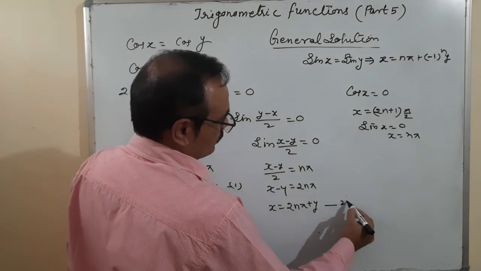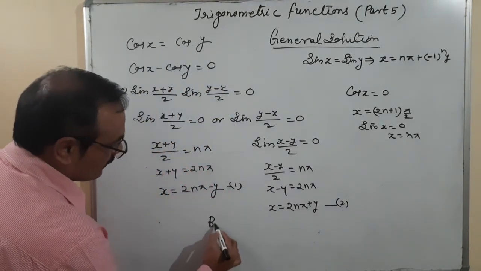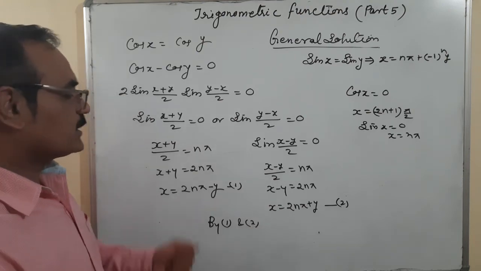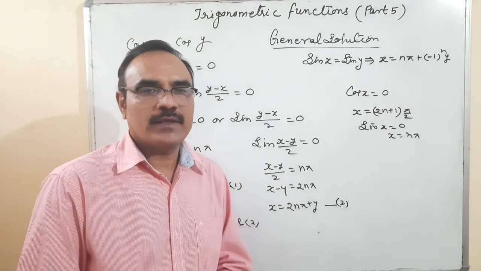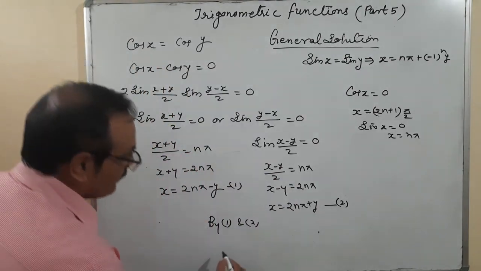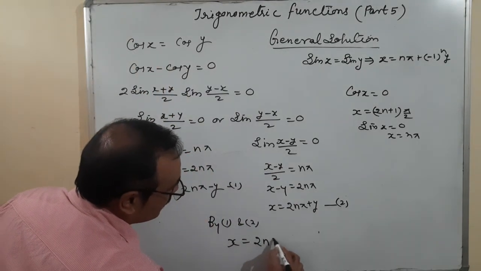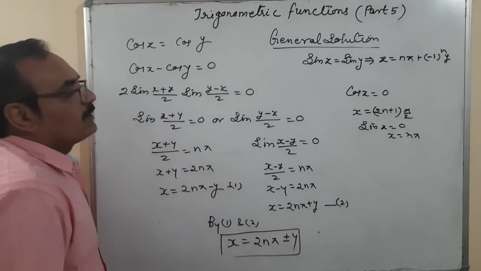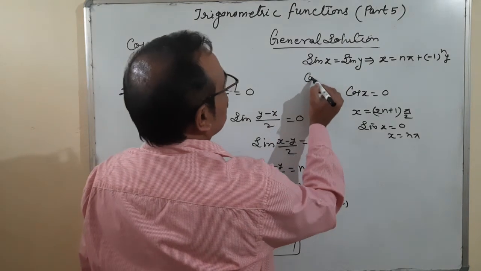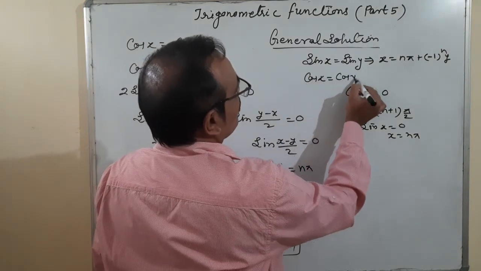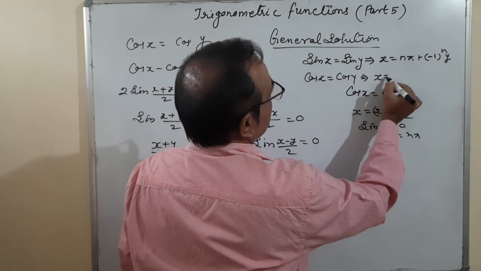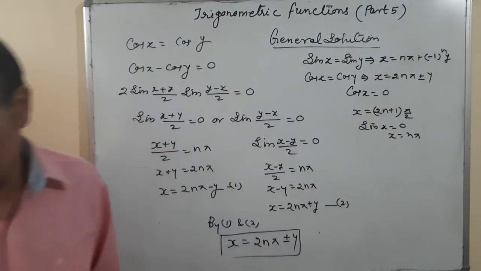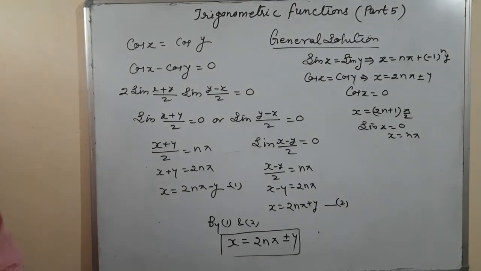By 1 and 2, how to combine them? x is equal to 2n pi minus y, x is equal to 2n pi plus y. Okay. So what is the value of x? The general value of x, we can write here, is 2n pi plus minus y. Simple. Okay. So that means cos x is equal to cos y, what to write here? x is equal to 2n pi plus minus y. This is the general solution for cos x is equal to cos y.